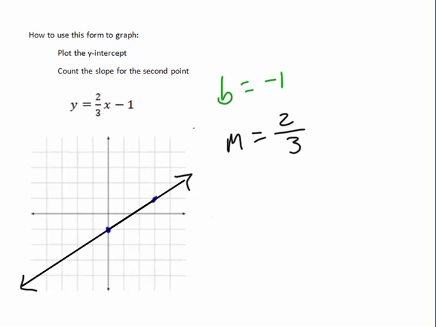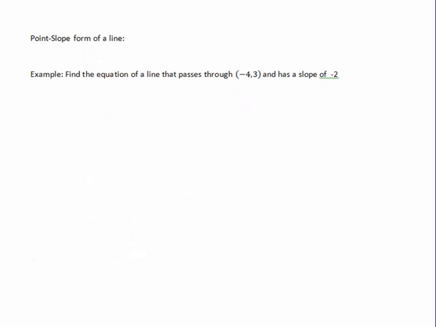Okay, so now we can see just how easy it can be to draw a graph of a straight line in slope-intercept form. Again, starting with our y-intercept and simply counting our slope. Now, the other thing I wanted to teach you guys is the point-slope form of a line.